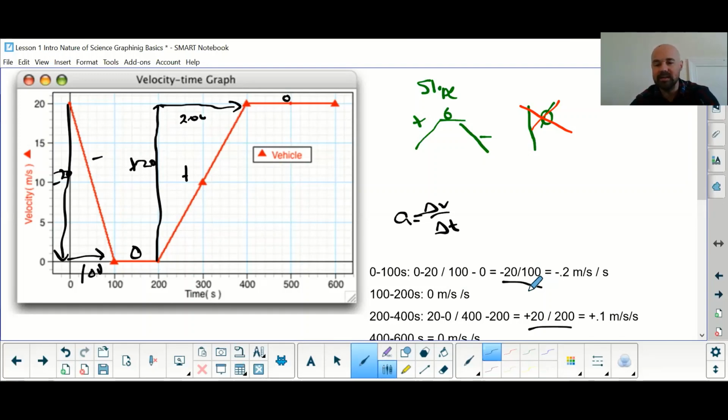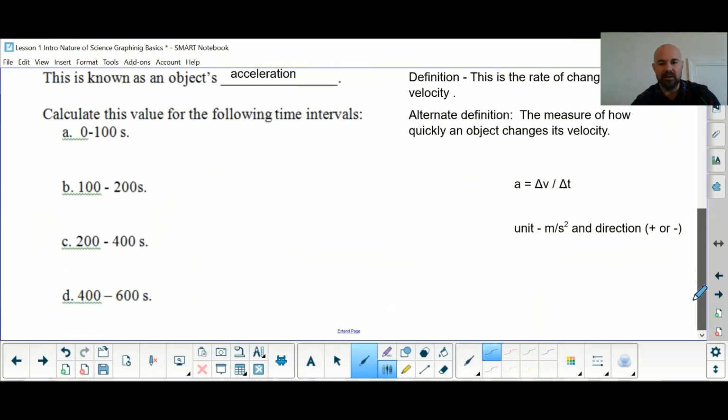So whatever way is easiest for you, whatever way makes sense. If you like the formula and you like the y2 minus y1 over x2 minus x1, do that. If you like just drawing on the picture and looking at how much it rises or falls divided by how much time it goes over, that's fine too. Okay, so that is the acceleration information.